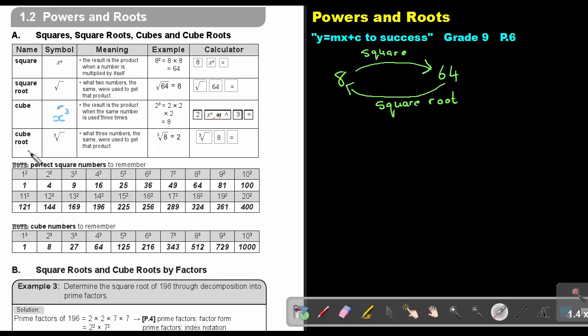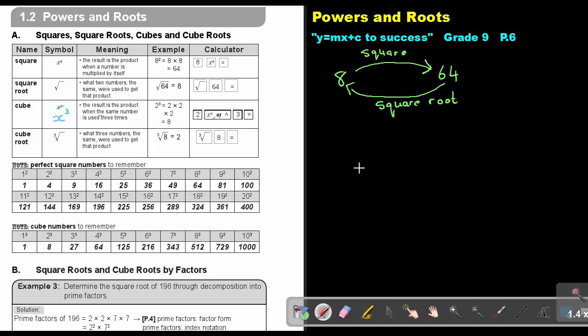Okay, cube root. What 3 numbers, the same, were used to get that product? So the cube root of 8, that will be 2. How do we press it on the calculator? You search for this button. If it's on top, you press shift or second function. Then you press the cube root, then 8, then equal.